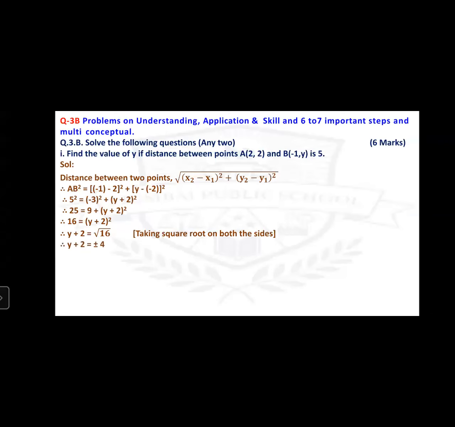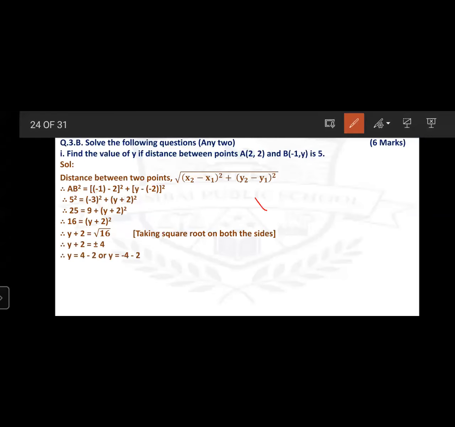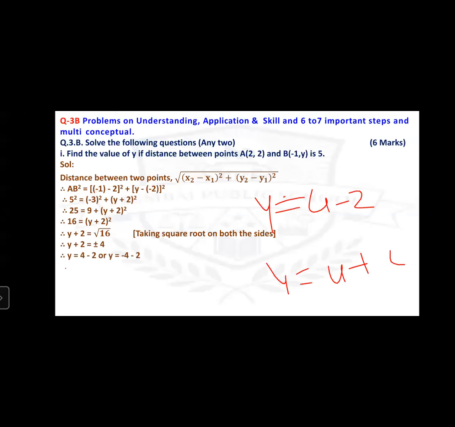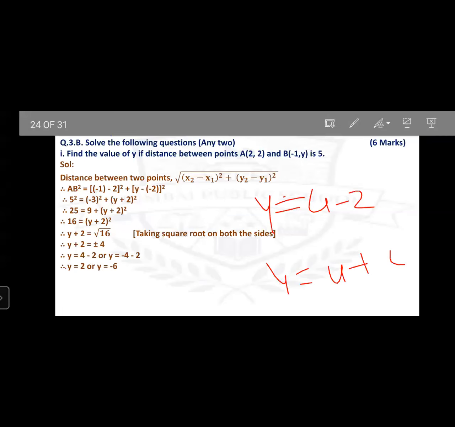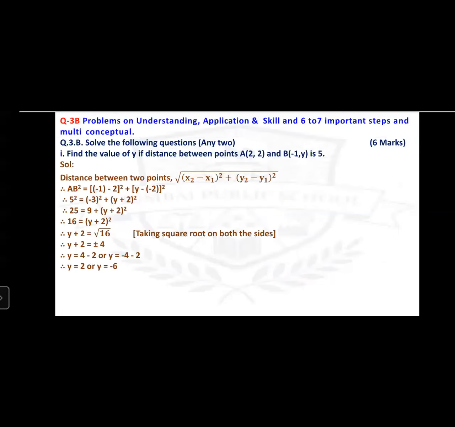Remember this thing, when we take the perfect square root, we get two values, plus 4 or minus 4. So it has two solutions. We write here y plus 2 equal to plus or minus 4, so y is equal to, one time we take minus 2 and second time we take plus 2. So y is equal to 2 or y is equal to minus 6. So it has two solutions. y can be 2 and y can also be minus 6. So in this question we apply the distance formula and we find the value. Okay, now the value of y is 2 or minus 6.